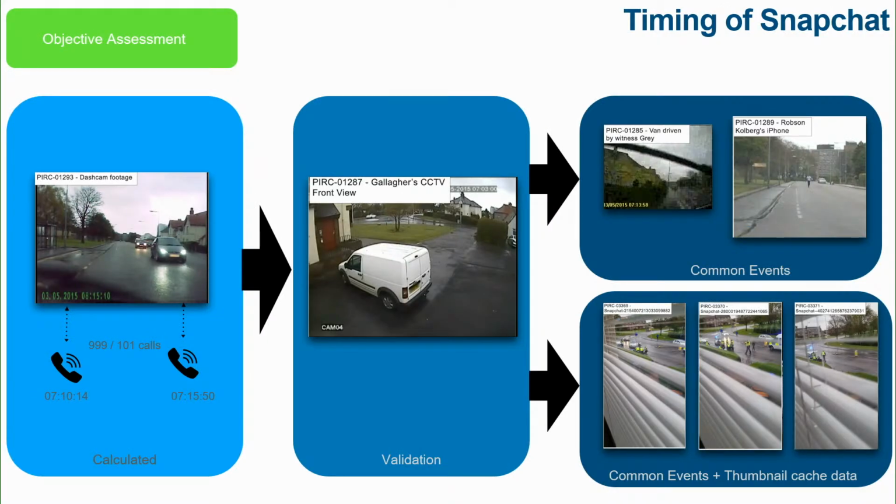The other unknown footage was a van driving through the scene, and Robson Kohlberg's iPhone footage. Both of these events occur and are very clearly visible within the dash cam footage. So we've got very clear common events between those two clips and the dash cam footage to be able to align those as well. So what it meant is that all of these elements could be aligned and put together to the real-time clock. Thank you. Let's move on to the next slide.